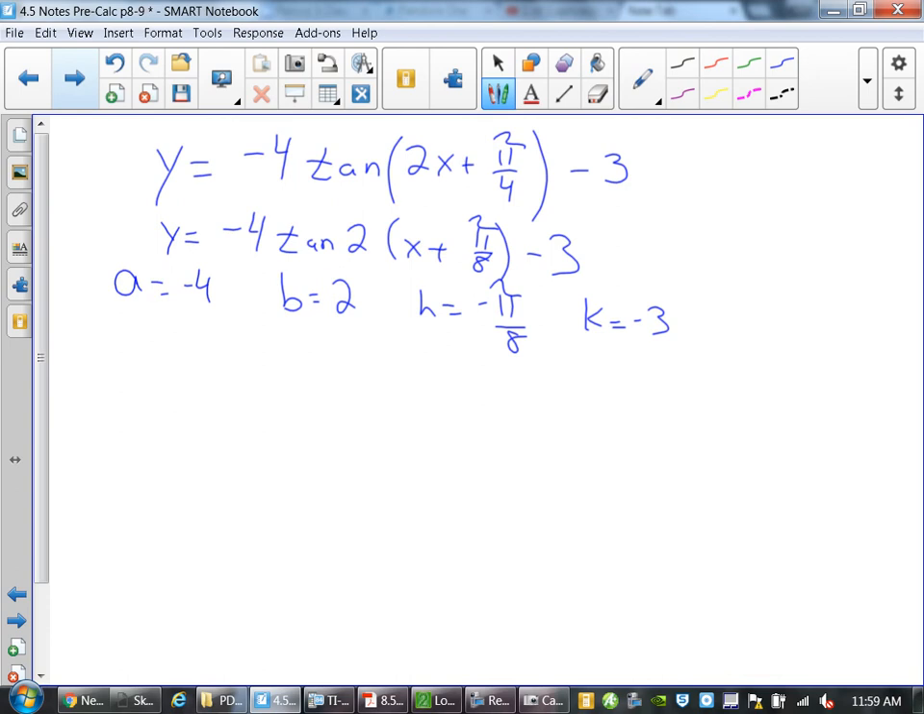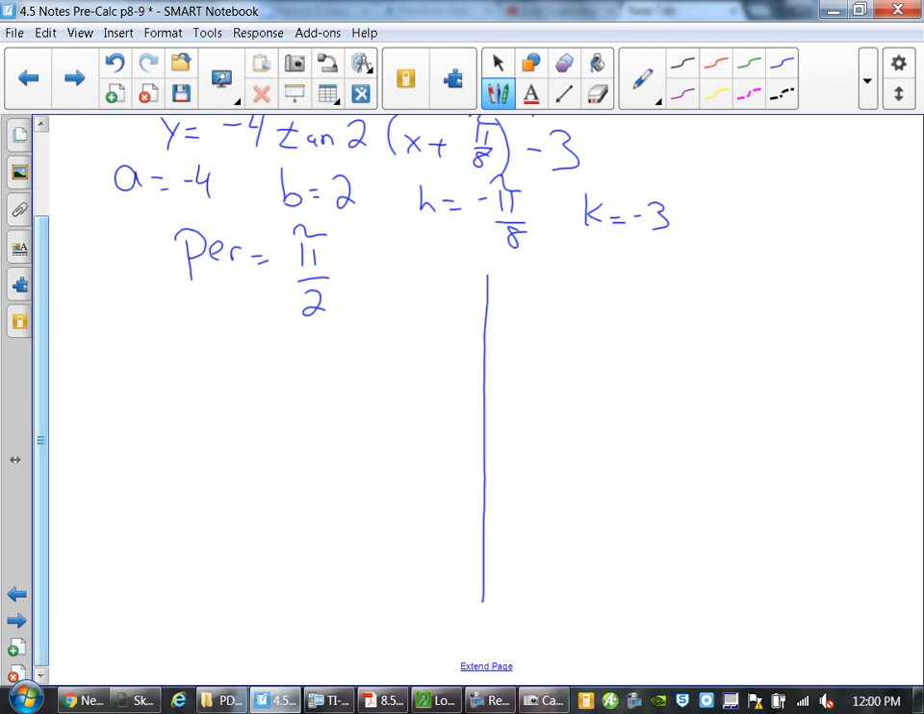Okay. Period for a tangent graph is pi over b, which now places our asymptotes. The period's at pi over 2 prior to the shift, where your asymptotes are going to be at pi over 4 plus or minus pi over 4. Okay. So that's where we start. Start the graph at your origin. So it's negative pi over 4. Excuse me, pi over 4.